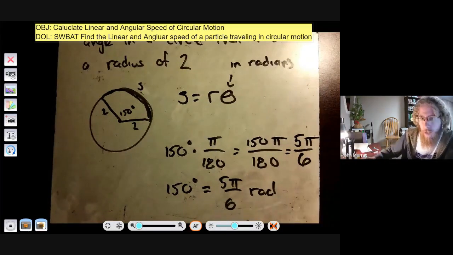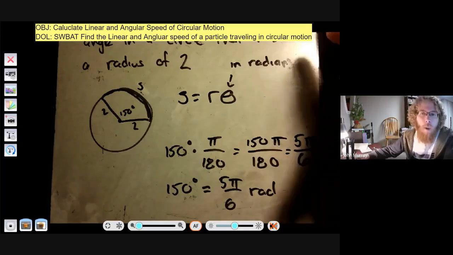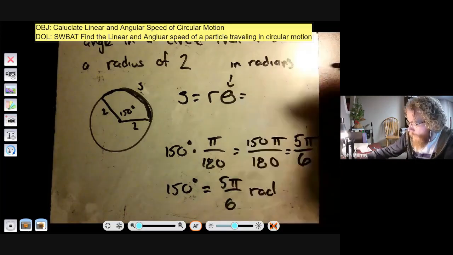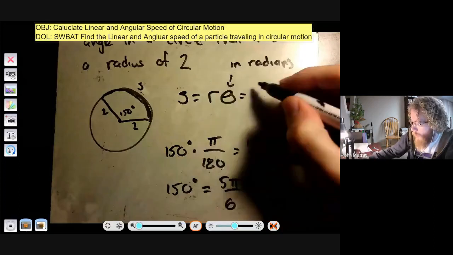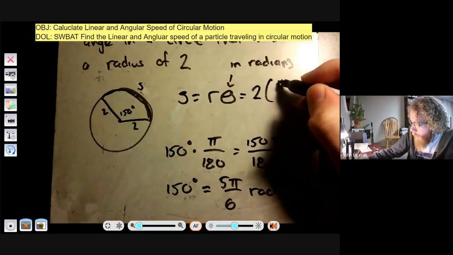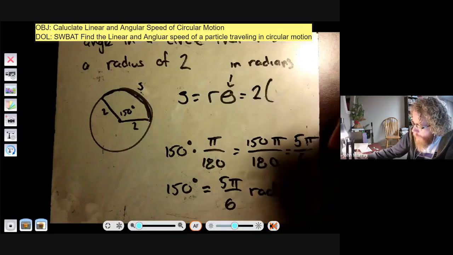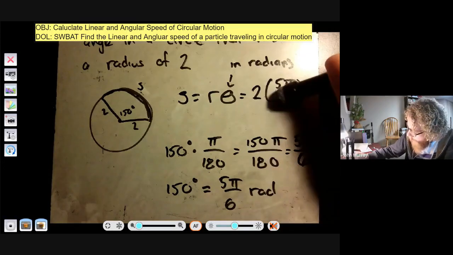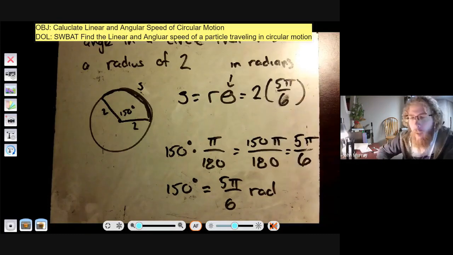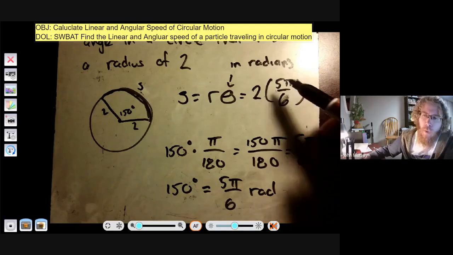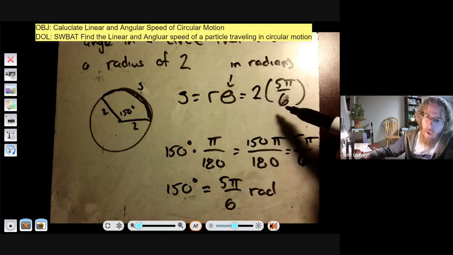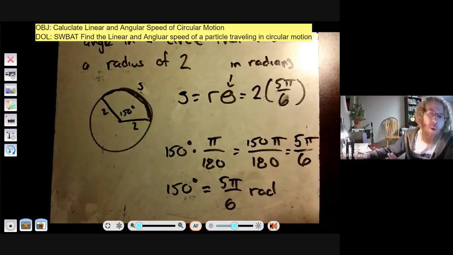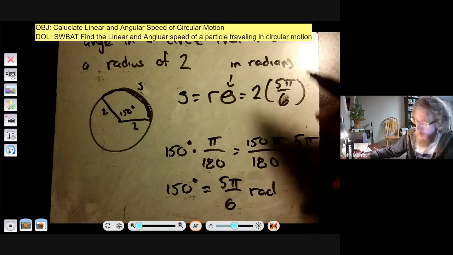Right, so this is the value that we have to use in our arc length formula. So we're going to take the radius, which is just 2, and we're going to multiply that by 5 pi over 6. Okay, so we can multiply the 2 times 5 to get us 10 pi over 6. But before we do that, it usually helps when we're multiplying with a fraction like this to try to reduce things before we multiply, because sometimes reducing them makes it a little easier for us, right?